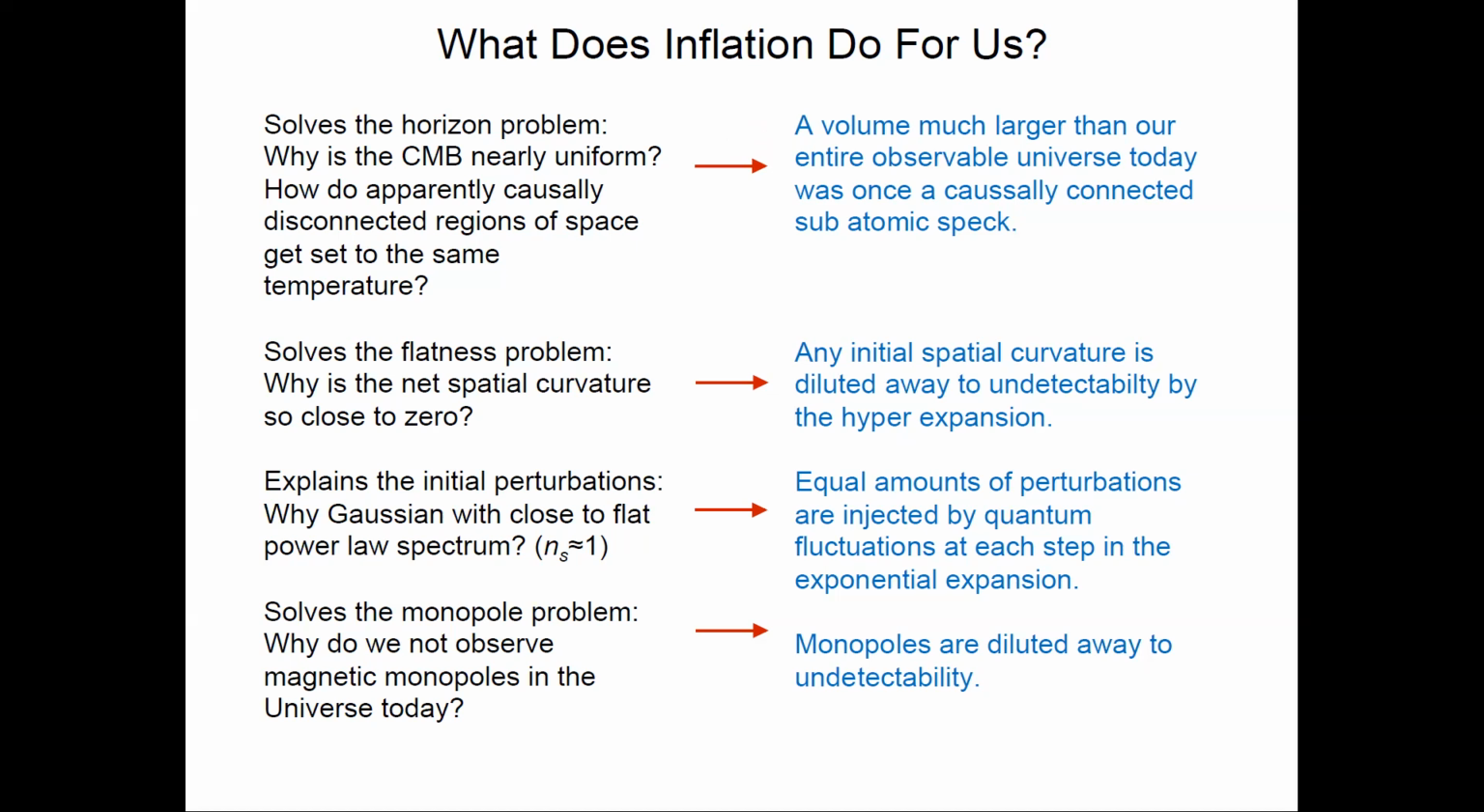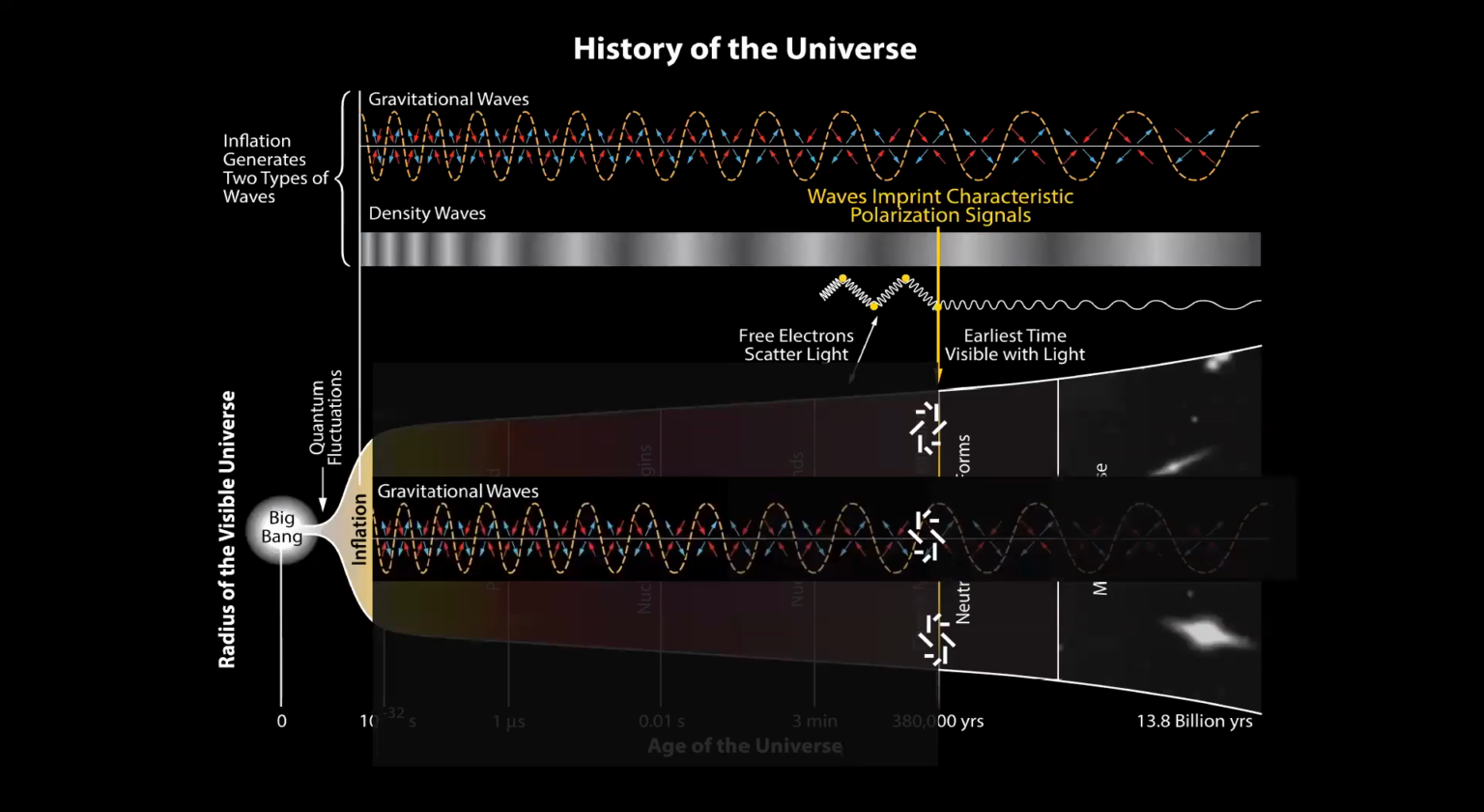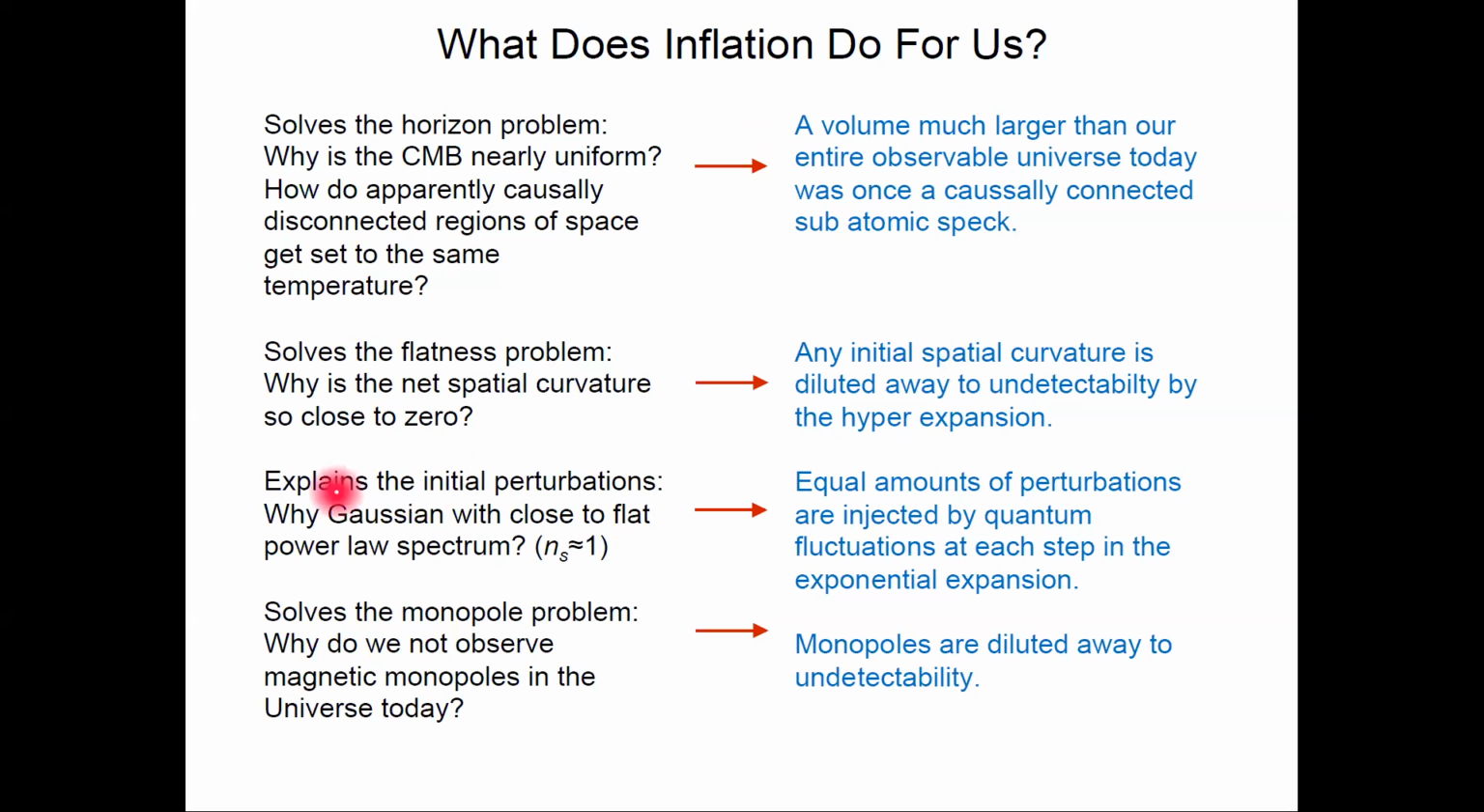And it also generates an initial perturbation spectrum which is very close to scale invariant, a flat power law spectrum of perturbations, with n_s very close to, just slightly less than, 1. That's because an equal amount of perturbations are ejected at each step in that exponential expansion. And also, potentially in some grand unified theories, you should have magnetic monopoles. It explains the non-observation of those in the contemporary universe by diluting them away to undetectability.